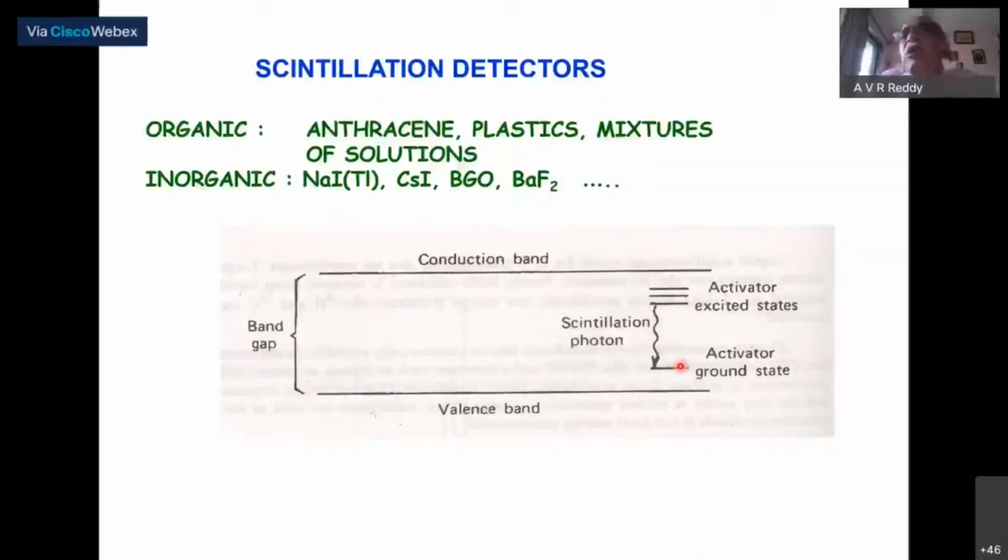If you use a good semiconductor, you can get resolution as low as 1.5 to 2 keV, right? That's why this has to be reduced. Whatever we do in inorganic scintillators, the resolution will be poorer because many steps are involved.